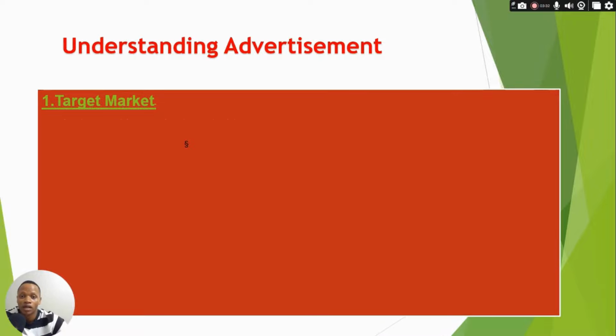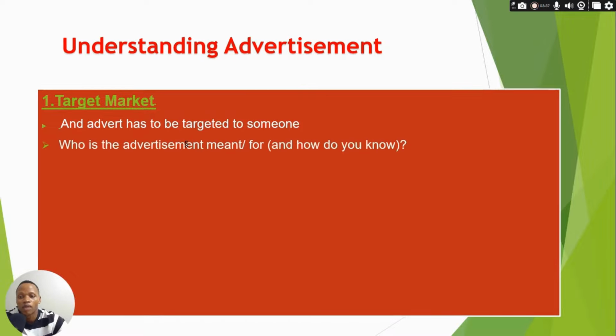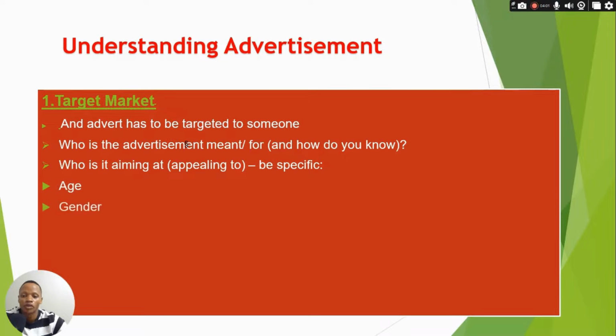So this is one thing that you need to understand about advertisement, that there is always a target market. Basically, an advert has to be targeted to someone. And then you need to ask yourself, who is basically the advertisement meant for, and how do you know who it is aiming at, who it is appealing to. You need to be specific. There could be a question like that.